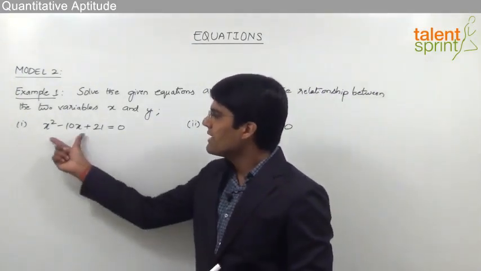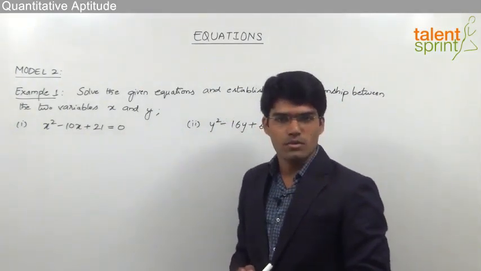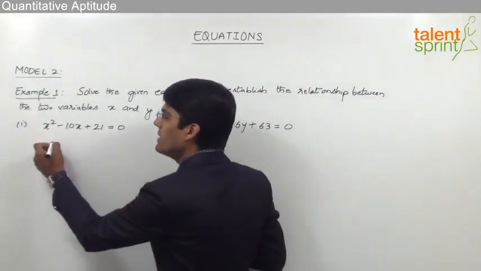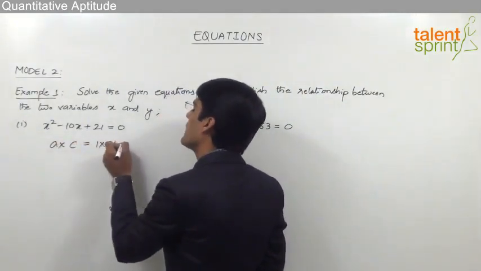Now the first equation here is x squared minus 10x plus 21 is equal to 0. So as we know that, first of all we need to find out the product of a and c, that is nothing but 1 into 21.